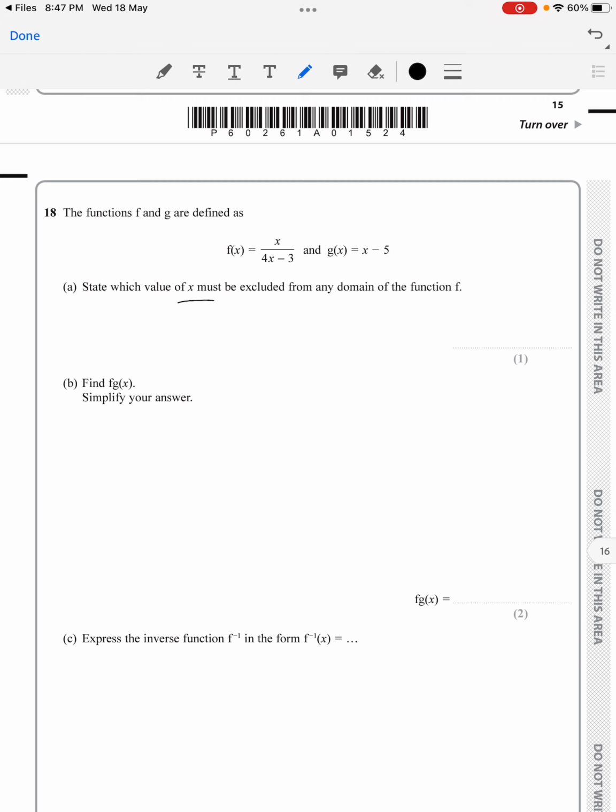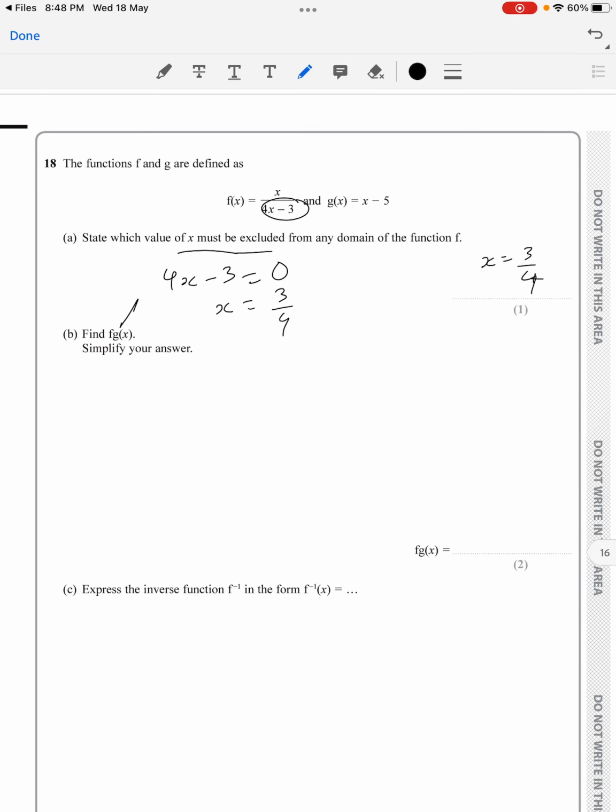Alright, let's move on to the next question. You have a function question. State which value of x must be excluded from the domain of the function f, right? So for the domain, just check the denominators. When checking the denominator, it should not be equal to 0, right? So we're just going to set it to 0 and check which value of x we should exclude. Solving the algebra, you should be getting x equals 3 by 4. So x is equal to 3 by 4. That should score you 1 mark, and it is the value that should not be allowed, that we should exclude. Otherwise 0 would be the answer, which is not technically allowed.